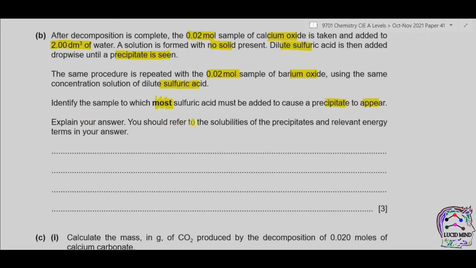Explain your answer. You should refer to the solubilities of the precipitates and relevant energy terms in your answer. In first one we have calcium oxide. Calcium oxide is dissolved in water, so it will form aqueous calcium oxide, and then sulfuric acid is added, so a precipitate of calcium sulfate is seen. Similar is the reaction with barium oxide. Barium oxide will also form precipitate of barium sulfate.